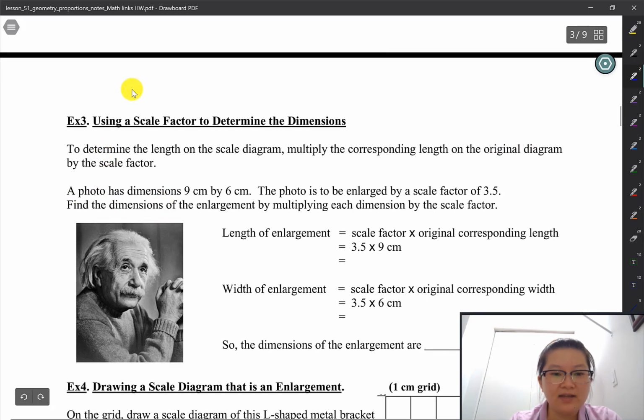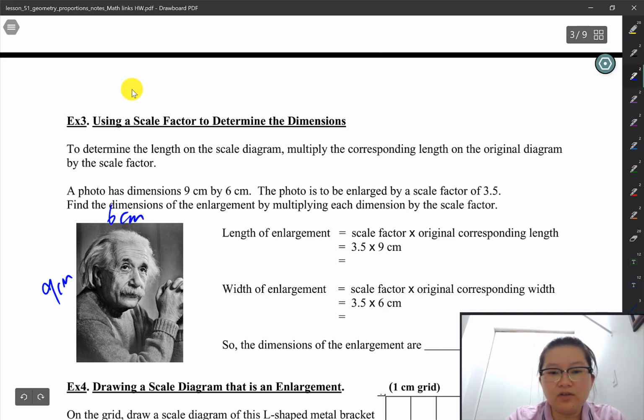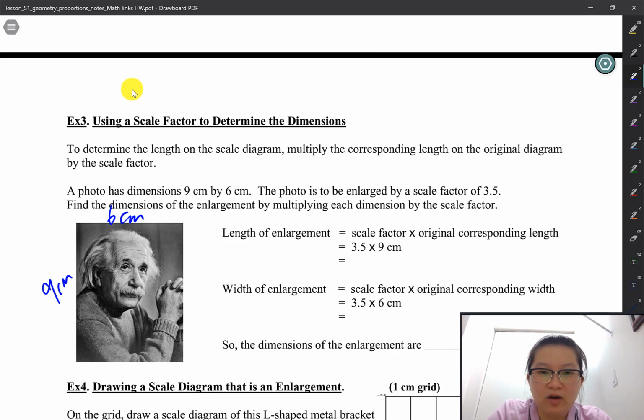Here I have a photo. It has dimensions of 9 centimeters by 6 centimeters. Here we can label it, and I'm assuming the length is going to be longer. The photo is to be enlarged by a scale factor of 3.5. Yes, blow up Einstein in your room. Find the dimensions of the enlargement by multiplying each dimension by the scale factor.